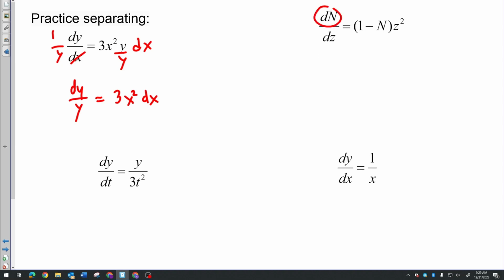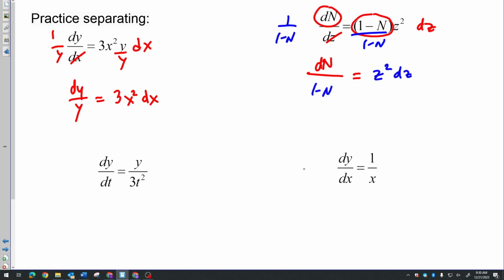On this side, this is like the dy, so we're going to keep the dn. I'm going to move the dz to the right side, so I'm going to multiply by dz on both sides. We have to use real algebra, guys. On the left side, I have this expression, 1 minus n, so I'm going to divide both sides by 1 minus n. So what I get is dn over 1 minus n on the left side and z squared dz on the right side. This is the separation step of solving differential equations.